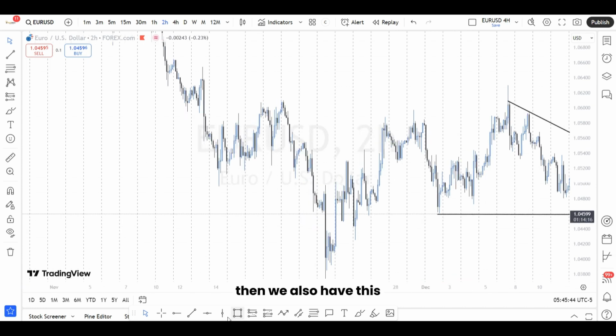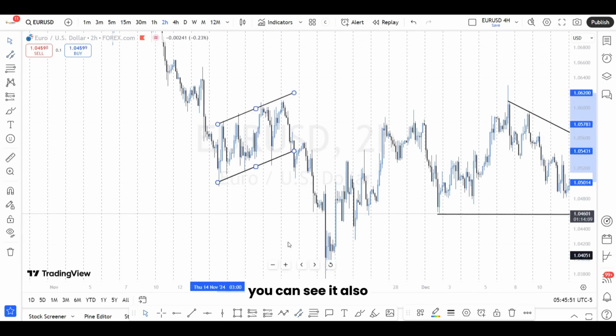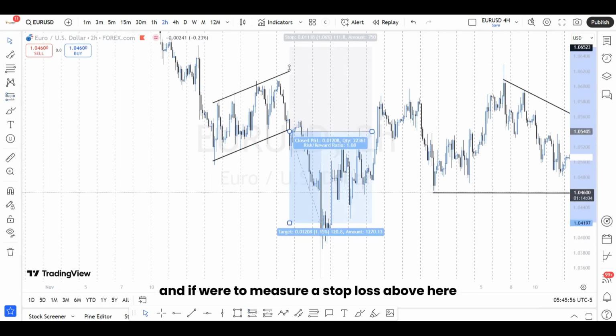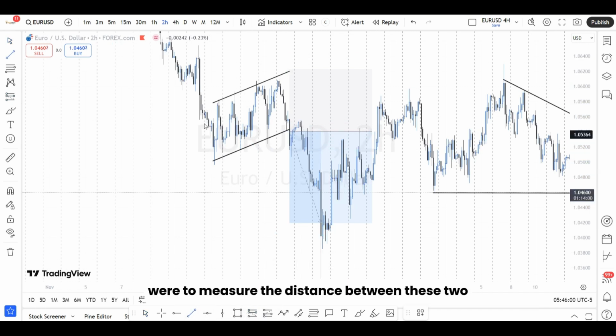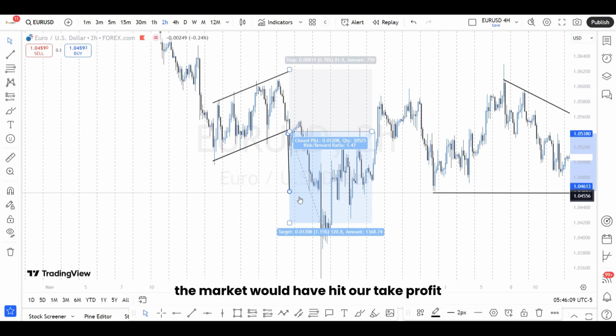Then we also have this flag pattern that is forming here. You can see it also. If you want to trade from here, sell, and if we are to measure our stop loss above here, if we are to measure the distance between these two channels and bring that distance here, you can see that the market will have hit our take profit very easily.